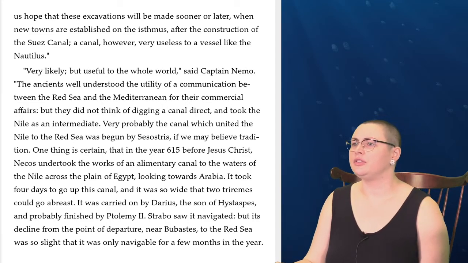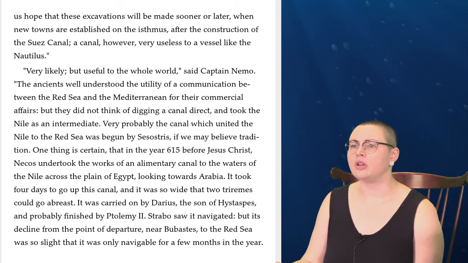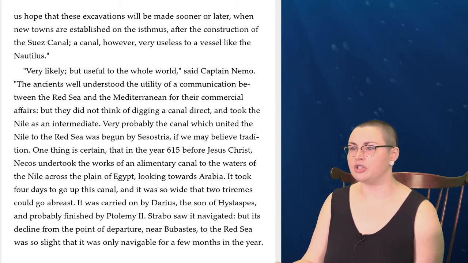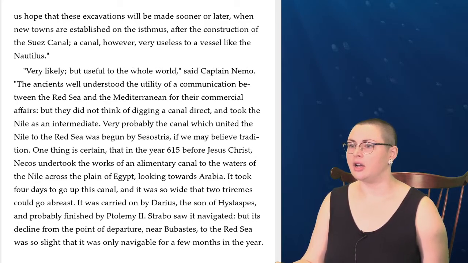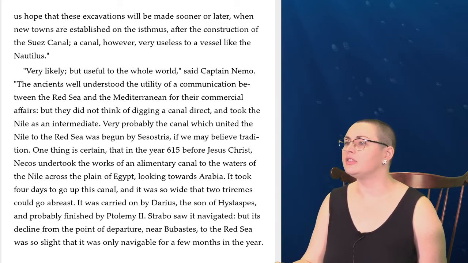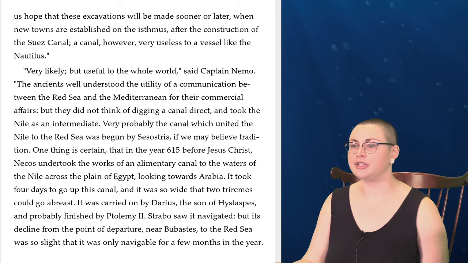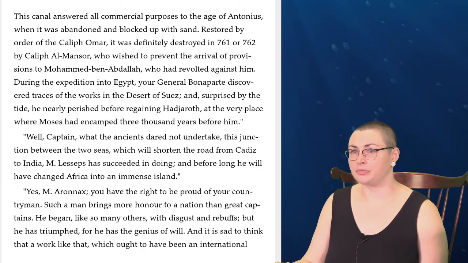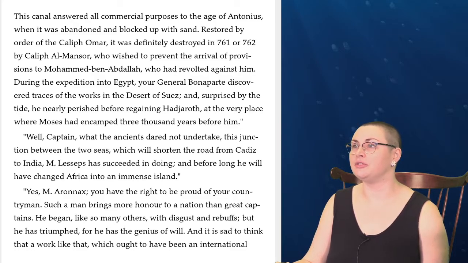One thing is certain, that in the year 1615 before Jesus Christ, Necos undertook the works of an alimentary canal to the waters of the Nile across the plain of Egypt, looking towards Arabia. It took 4 days to go up this canal, and it was so wide that 2 triremes could go abreast. It was carried on by Darius, the son of Hystaspes, and probably finished by Ptolemy II. Strabo saw it navigated, but its decline from the port of departure, near Bubastis, to the Red Sea was so slight that it was only navigable for a few months in the year.